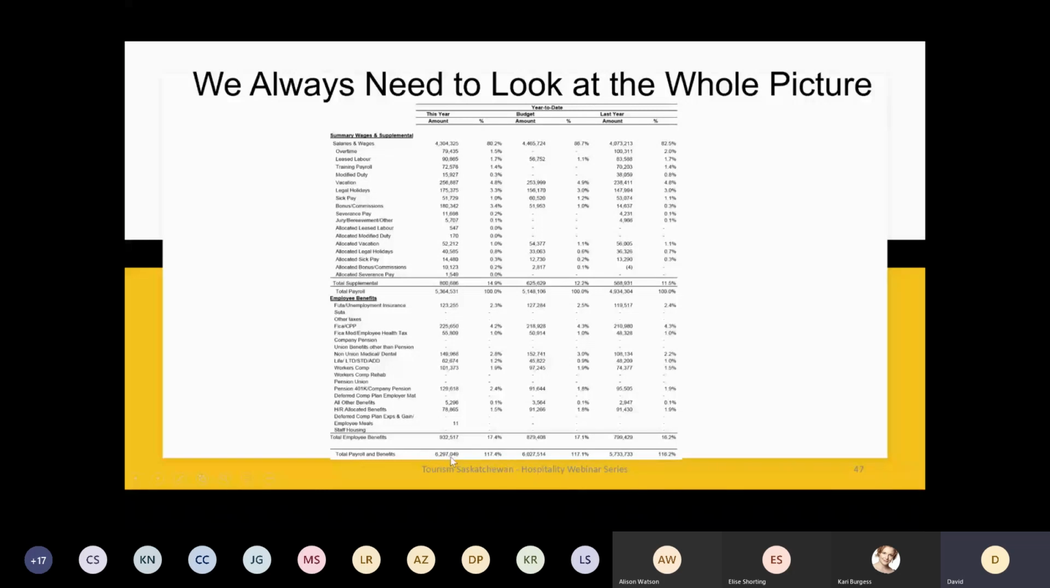So wages were $4.5 million. Supplemental was another 800 grand. And then benefits were another 900,000. So everything ramps off of the hours worked and the wages, but it's really important to remember there's always 3 levels.